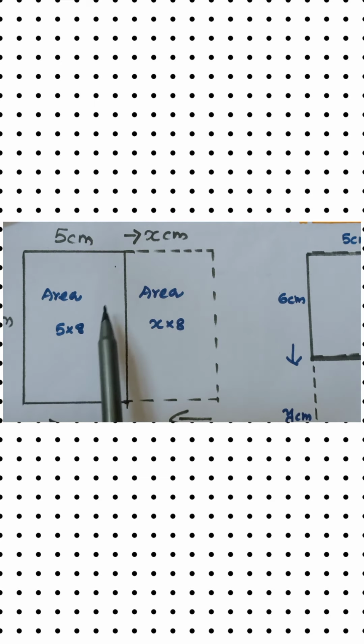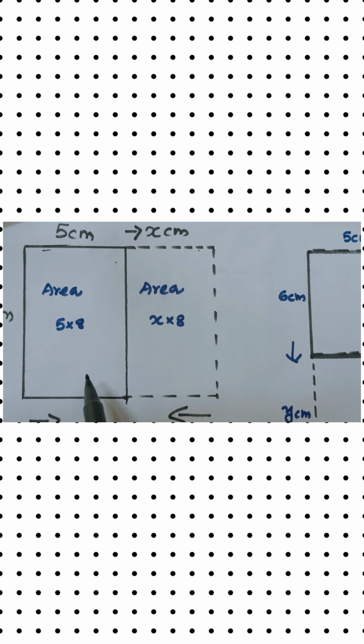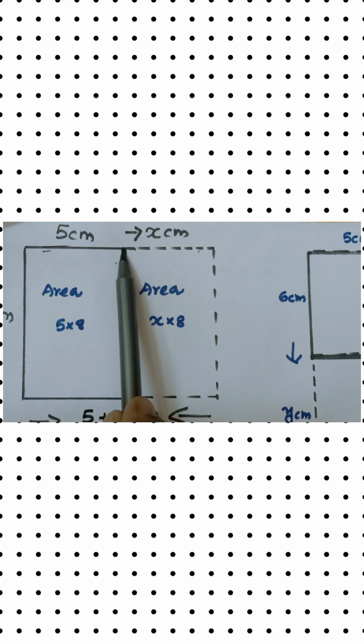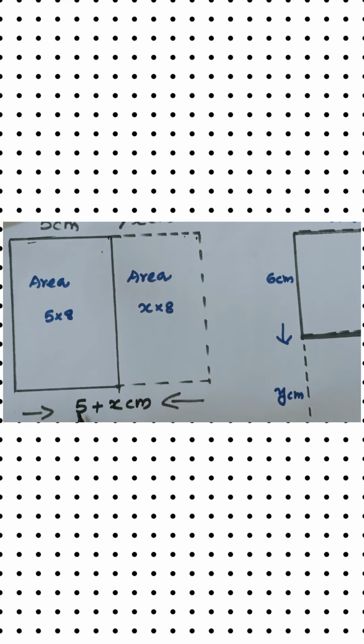Then we know that its area is 5 into 8. Then I extended the breadth by x centimeter. Only I extended the breadth. Then what is the total length? That is, here it will be 5 plus x centimeter, since already 5 centimeter is there and it is extended by x centimeter. So the length of that rectangle is 5 plus x.